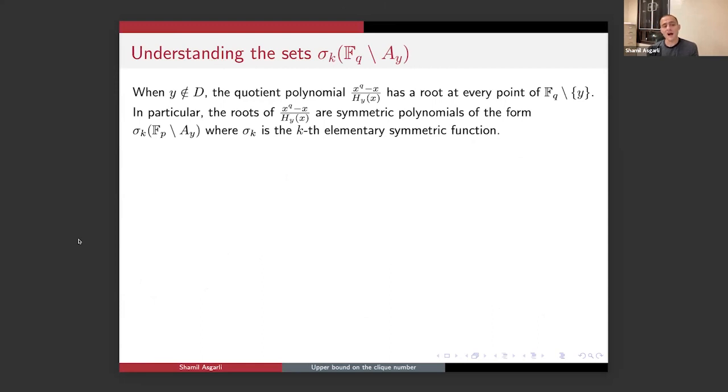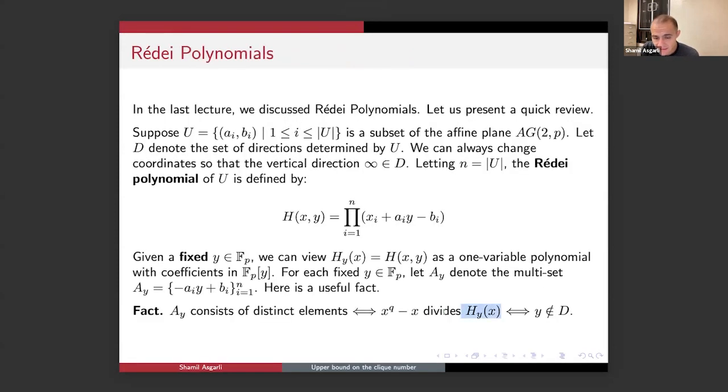Let's say that y, a fixed choice of y, is not in the direction set. That means that the quotient polynomial has a root at every point of Fq minus ay. Well, why is that? Because this should be ay, not y, but ay. This is because x to the q minus x is divisible by hyx. That's exactly this point here.